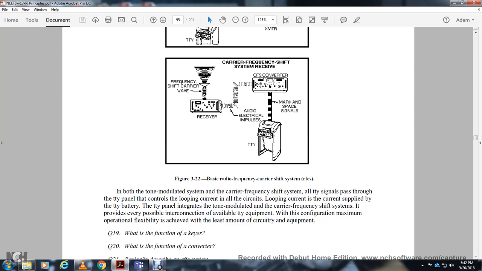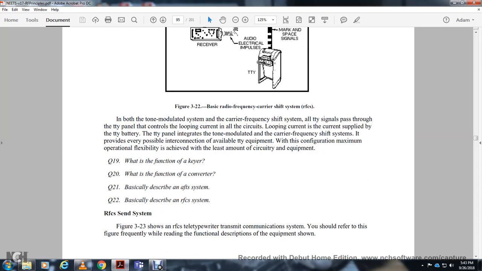In both the tone modulating system and the carrier frequency shift, the teletypewriter signal is passing through the teletypewriter panel, with control of the looping circuit and the current supply from the teletypewriter battery. The teletypewriter panel is integrated with the tone module and the carrier frequency shift, and provides every possible interconnection available to the teletypewriter equipment, with configuration for maximum operational flexibility.